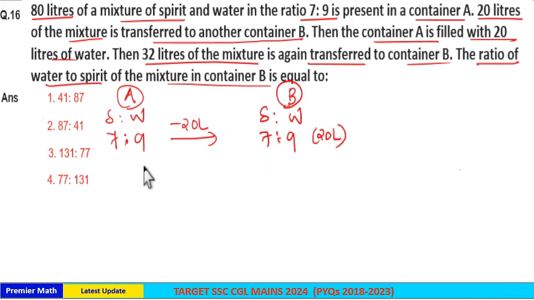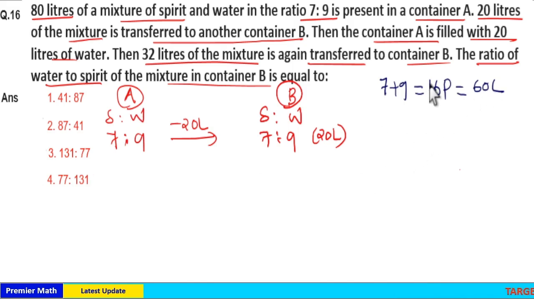Now the remaining is equal to 60 liters. 60 liters will also contain the 7:9 ratio. Now 7 plus 9, spirit and water components after transferring 20 liters, is equal to 16 parts. So this 16 parts is now 60 liters, not 80, it is now 60 liters. Then 4 goes 4 times in 16, 15 times in 60. So 4 parts is equal to 15 liters.